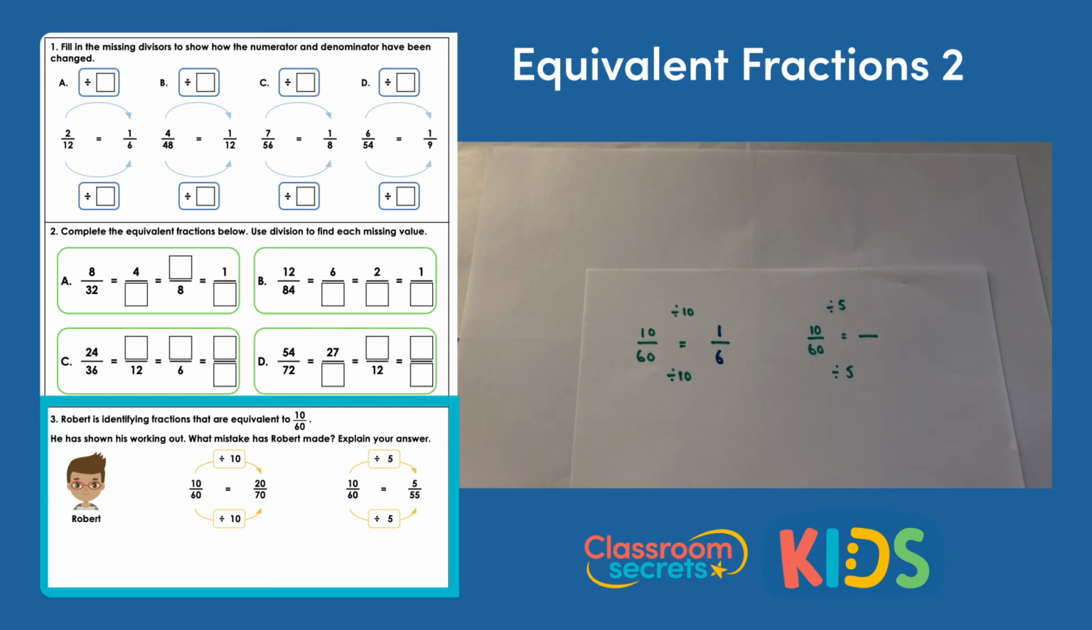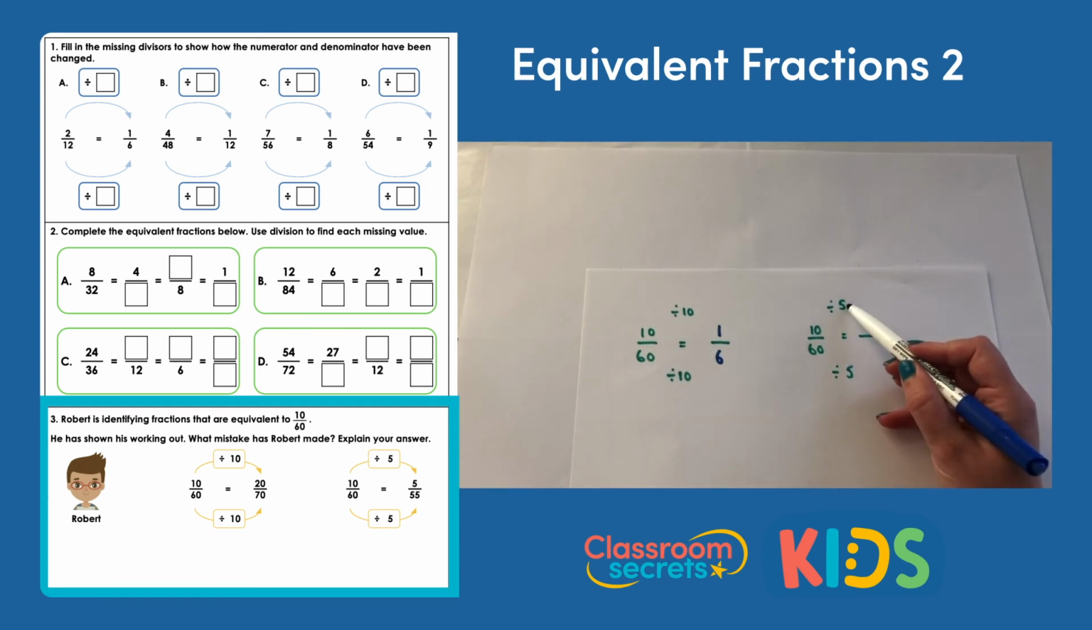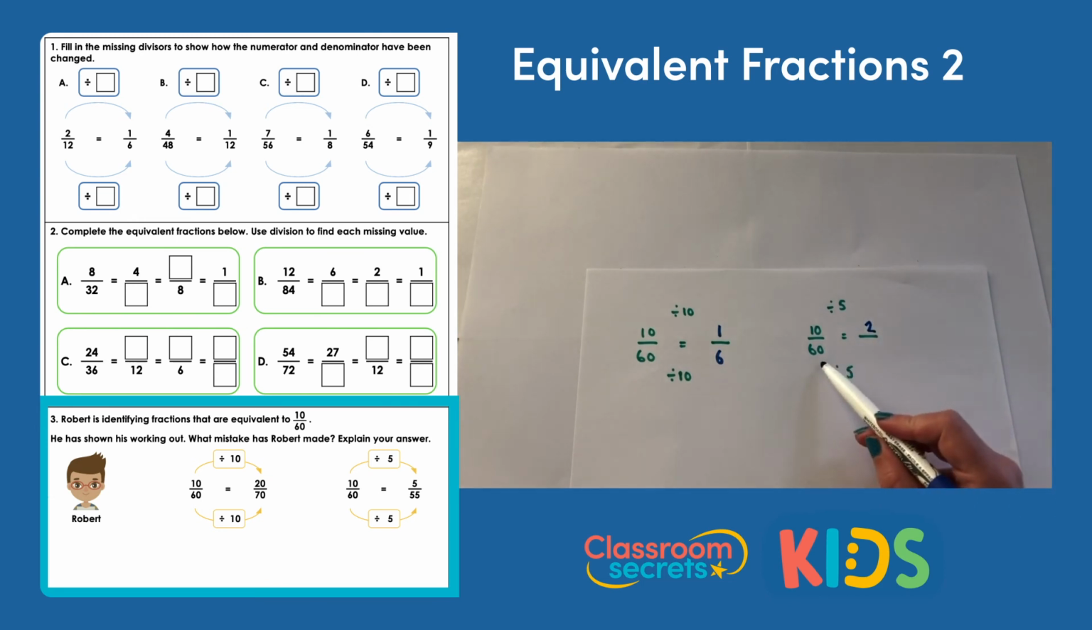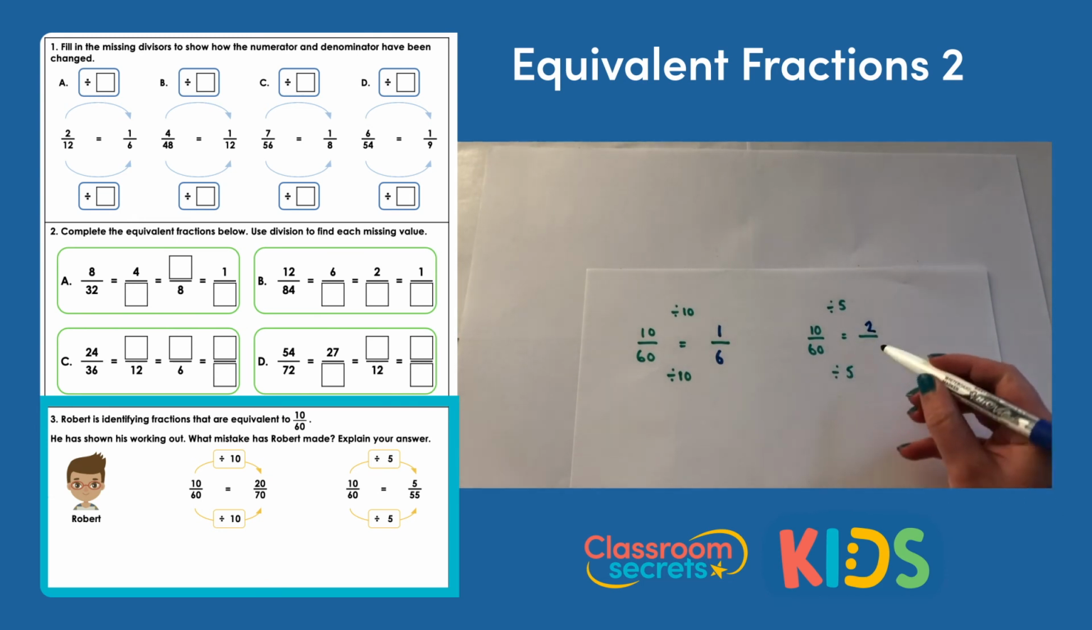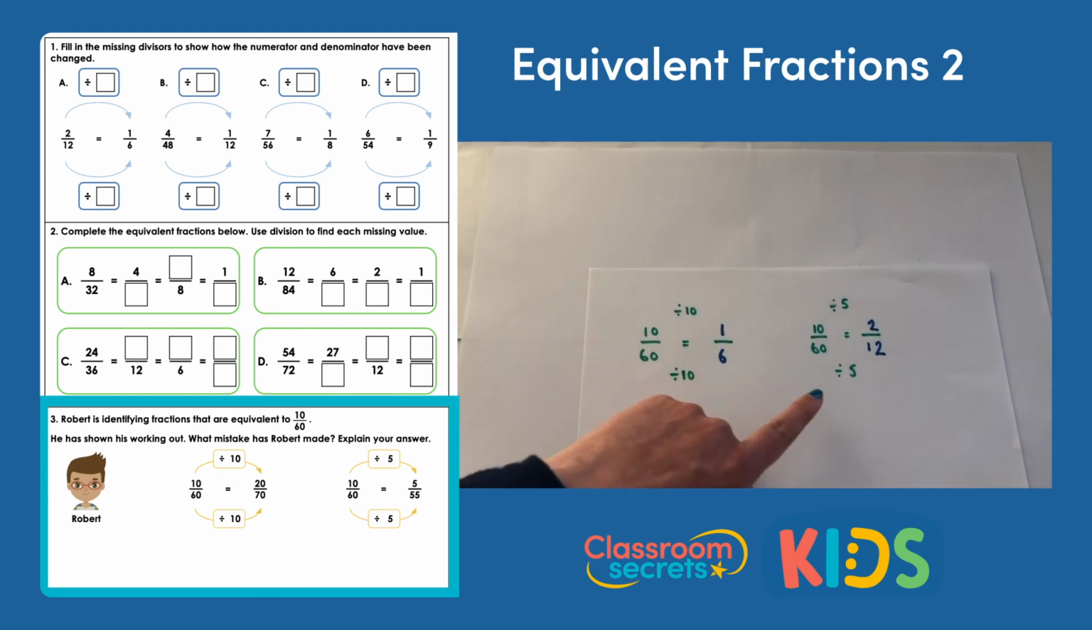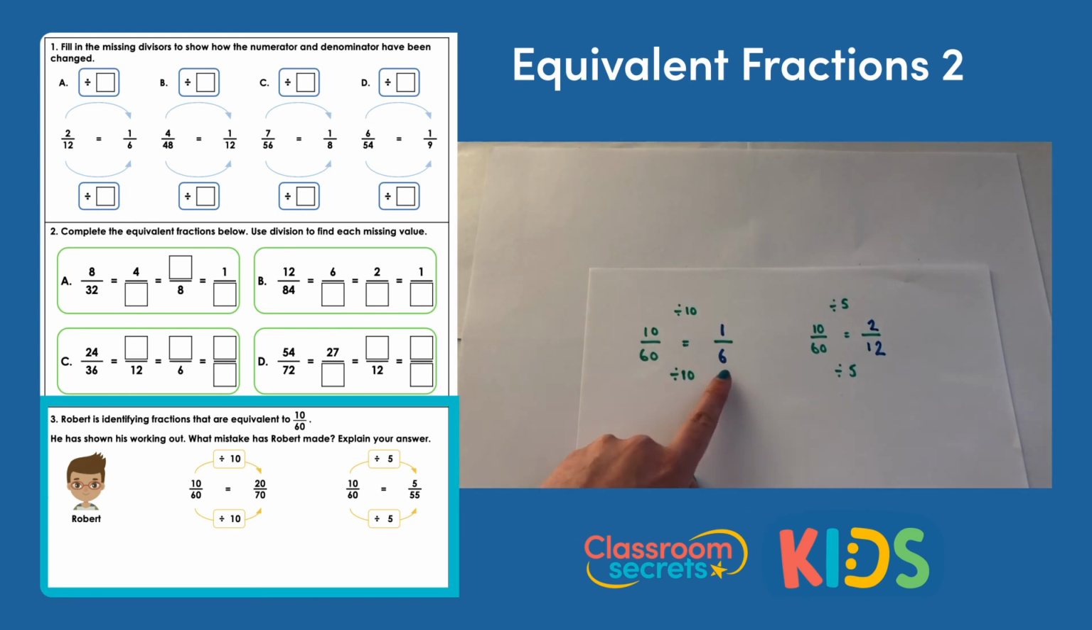If he were to divide by 5, he would have 10 divided by 5 is 2, and 60 divided by 5 is 12. So he should have 2/12ths. So the mistakes he's made is that he has added for the first model and subtracted for the second model. What he should have ended up with is 1/6 and 2/12ths.